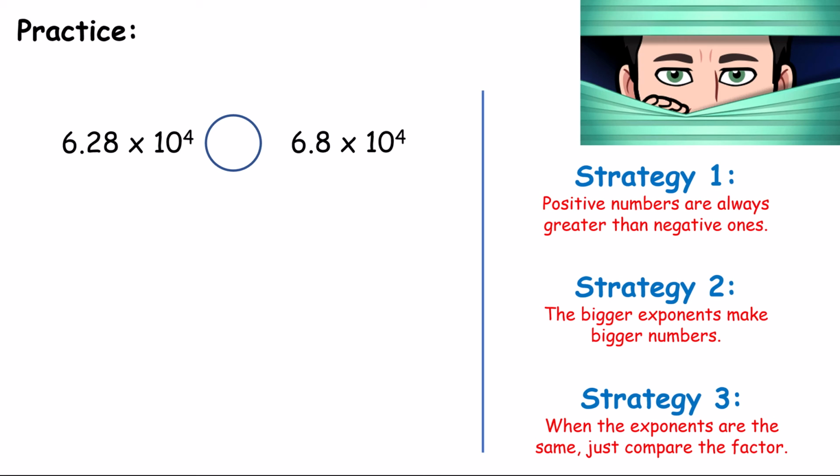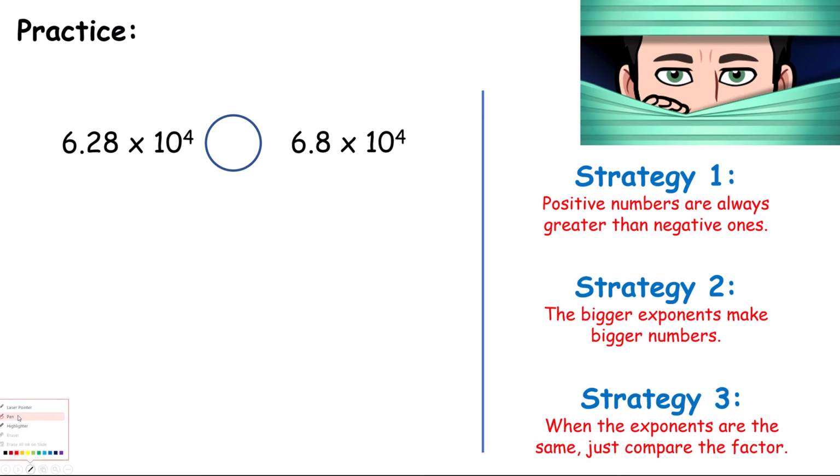Since you're watching this as a video and you have the opportunity to pause, I'm just going to go right on through these, assuming that you are doing that on your own. In this first example, strategy 1, positive numbers are greater than negative. These are both positive numbers. That does not help. Strategy number 2, bigger exponents make bigger numbers. These are both the same. That does not help. Strategy 3, when the exponents are the same, just compare the factors.